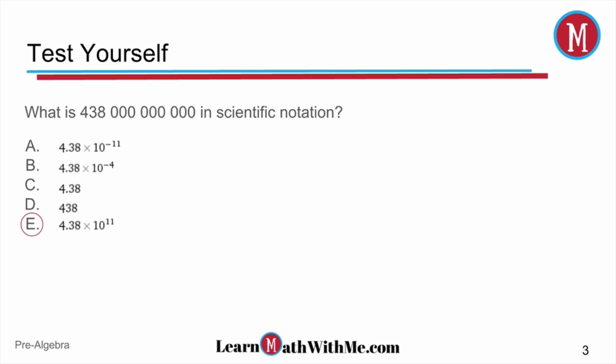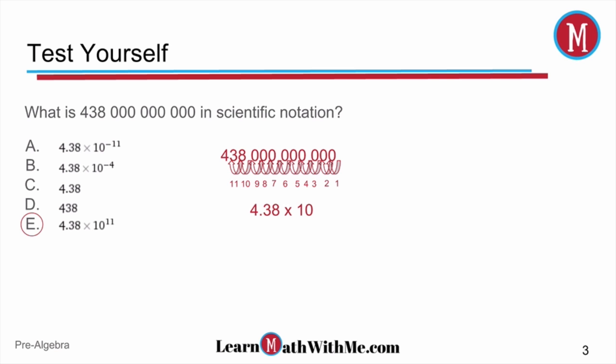What is 438 with 9 zeros in scientific notation? So what we're going to do is we know we want to move the decimal point between the first two digits when you're reading from left to right. So that would be between the 4 and the 3. So let's start moving the decimal. 1, 2, 3, 4. We continue along moving the decimal until we get between the 4 and the 3. That's 11 moves. So we know we have 4.38 times 10.